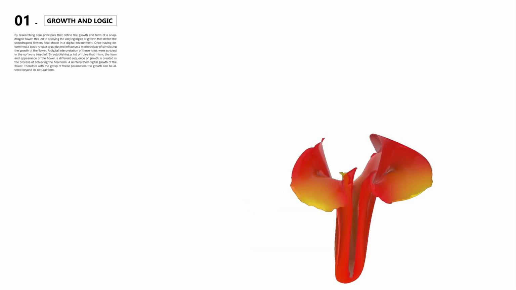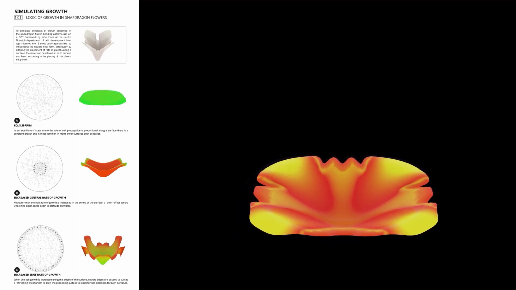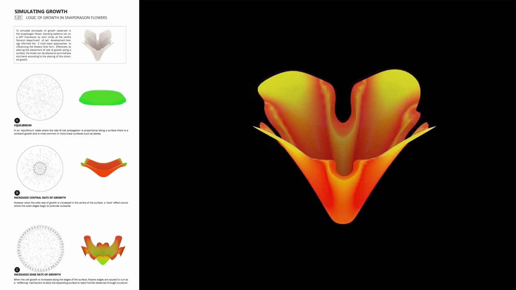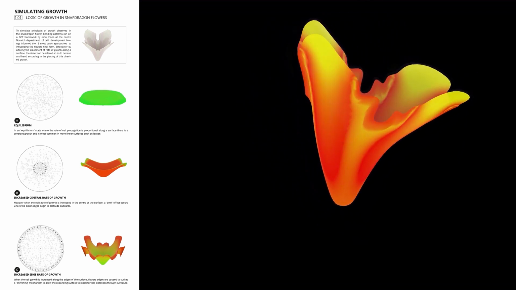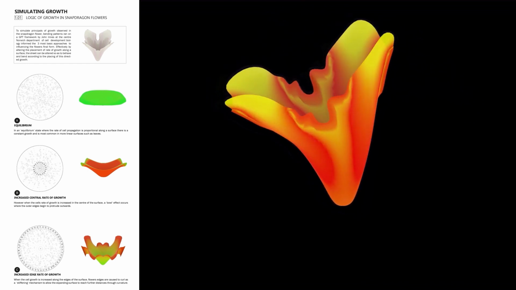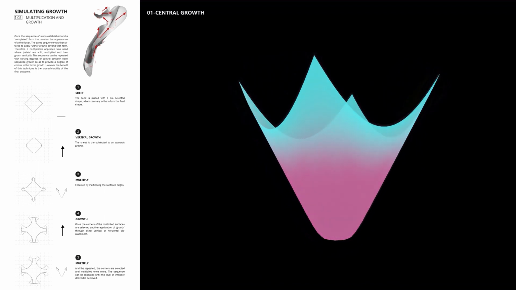By researching core principles that define the growth and form of a snapdragon flower, this led to applying the varying logic of its growth through a rule set to guide and influence a methodology of simulating the growth of the flower. Research conducted by John Innes at the Norwich Department of Cell Development Biology discovered that by altering the location and rate of growth along a surface, a sheet can vary between a ball growth to an edge curl growth.